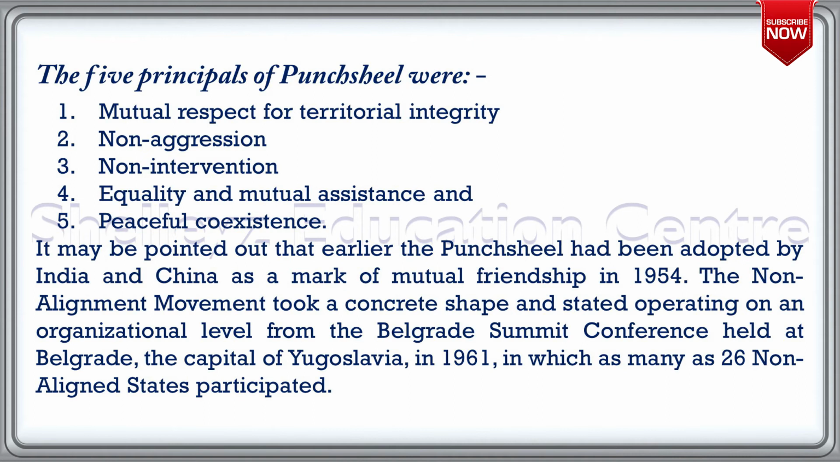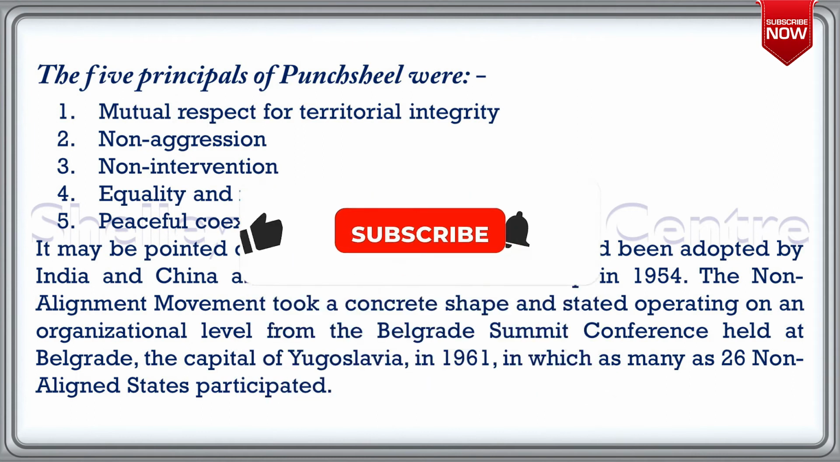It may be pointed out that earlier the Panchshil had been adopted by India and China as a mark of mutual friendship in 1954. The non-alignment movement took a concrete shape and started operating on an organizational level from the Belgrade Summit Conference held at Belgrade, the capital of Yugoslavia, in 1961, in which as many as 26 non-aligned states participated.